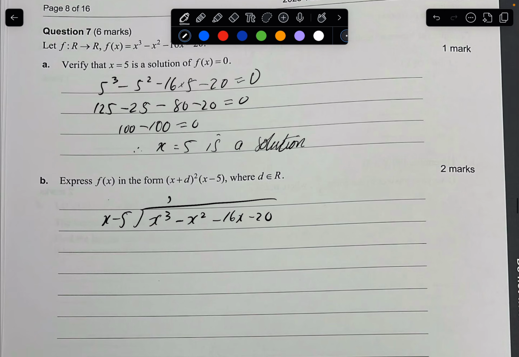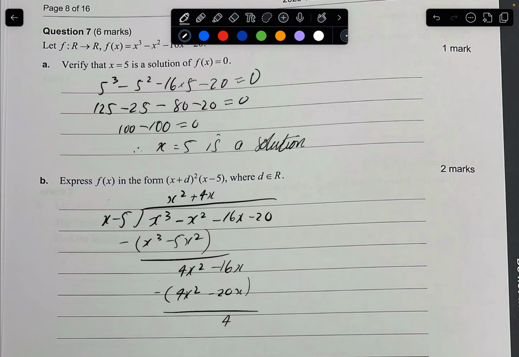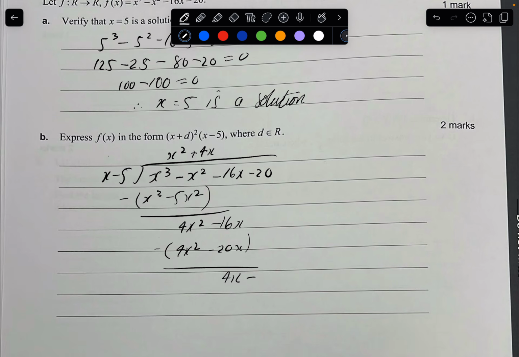And then you'll have x squared, x cubed minus 5x squared, subtract. And you have negative x squared plus 5x squared, which is 4x squared minus 16x. And then plus 4x, so 4x squared minus 20x, subtract, and you have 4x minus 20. And that will give you plus 4, and so you'll have 4x minus 20, which is 0.